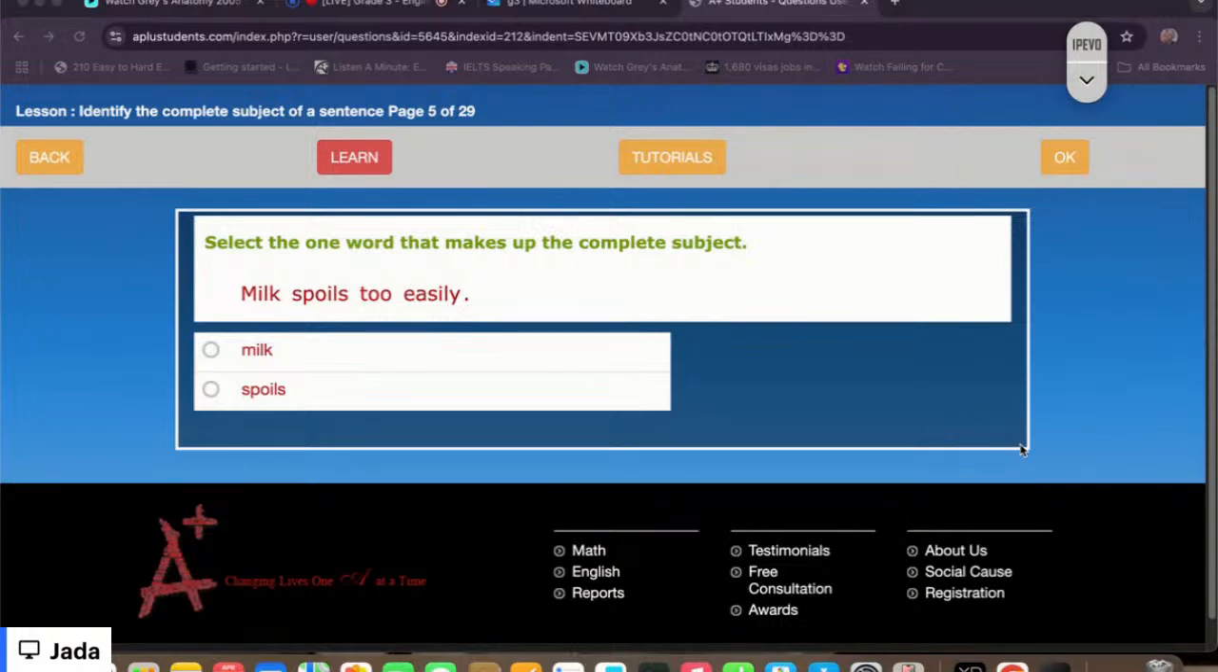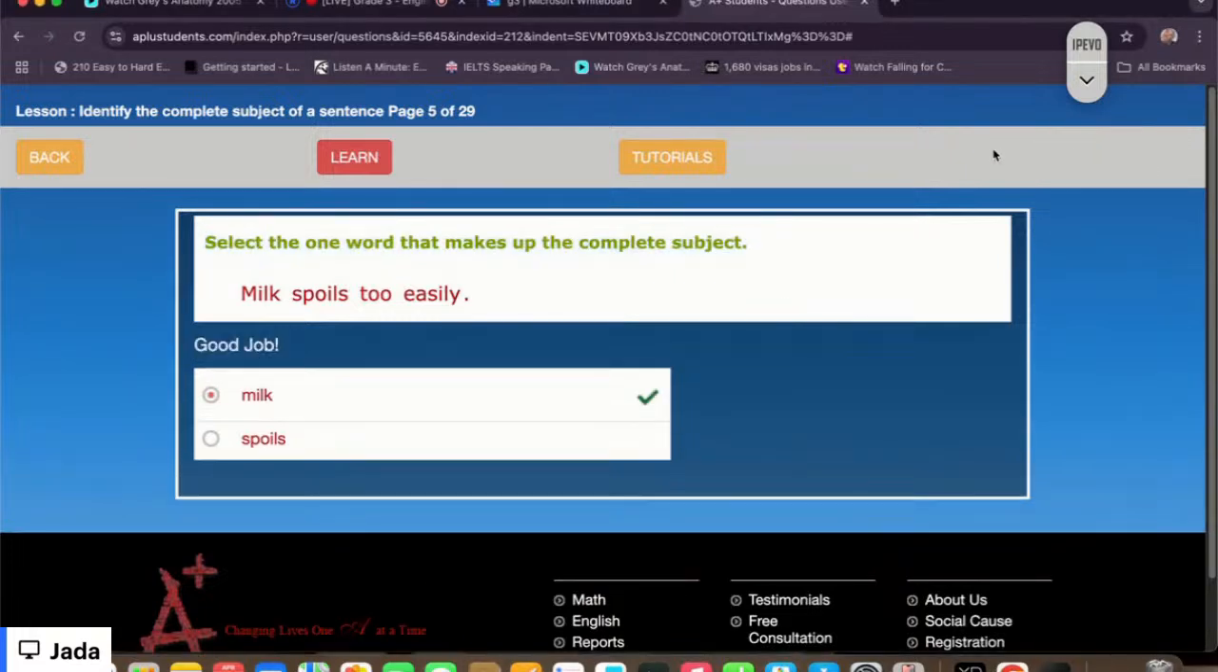So milk spoils too easily. One word that makes up the complete subject. So we have milk here as the subject.